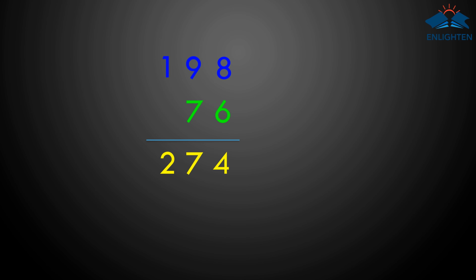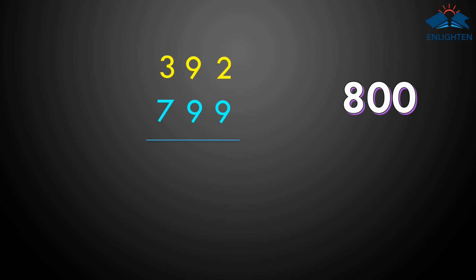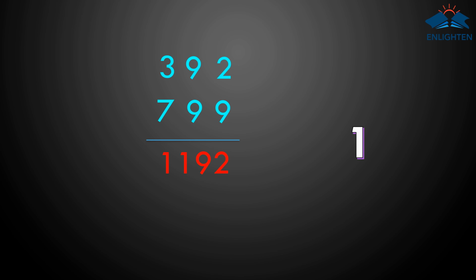Let's do another example. 392 plus 799. Convert 799 into 800. Now add 800 and 392. 1192. Now subtract leftover 1 from 1192. That is 1191.